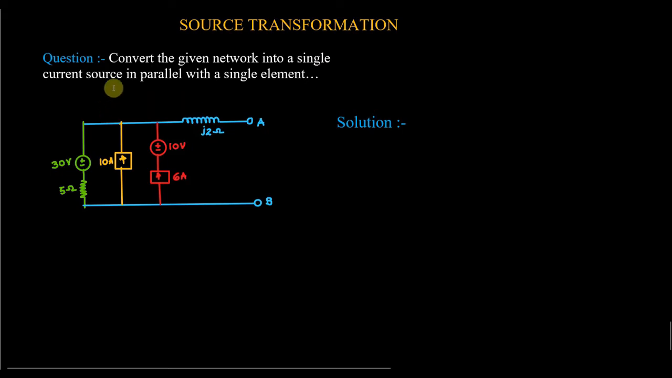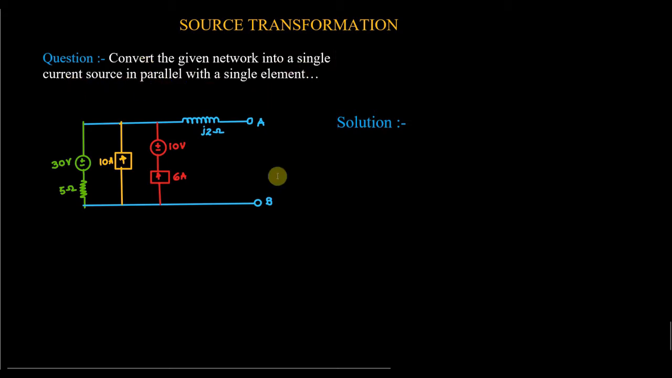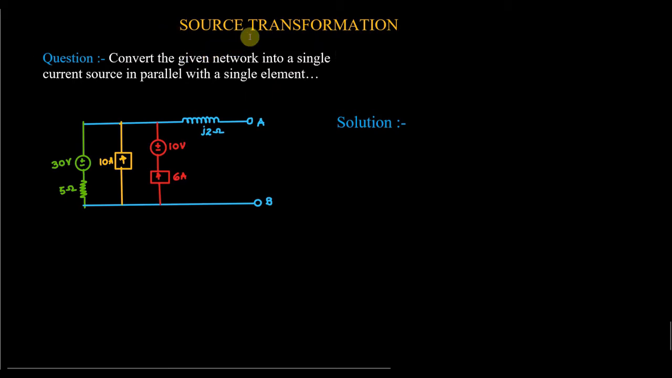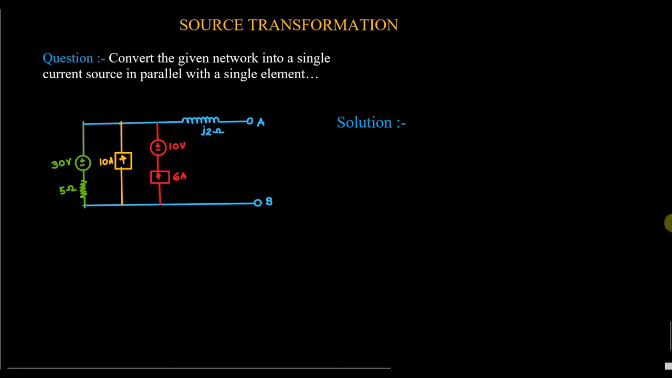According to the question, we have to convert the given network into a single current source in parallel with a single element, and this type of network is given, and we have to solve it with the help of source transformation. Okay, so first we will see what they have given.